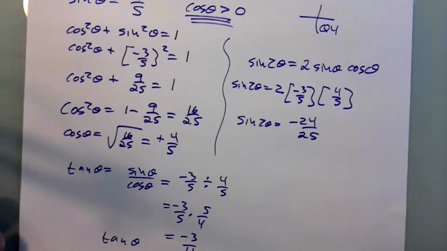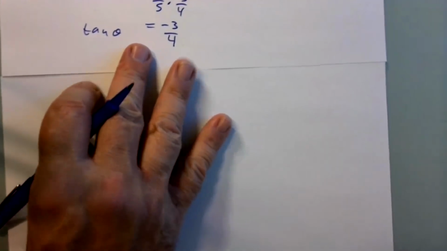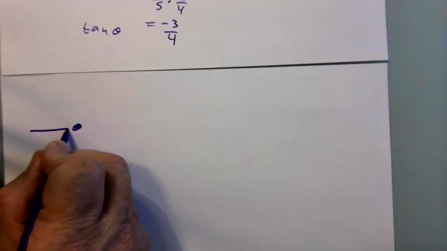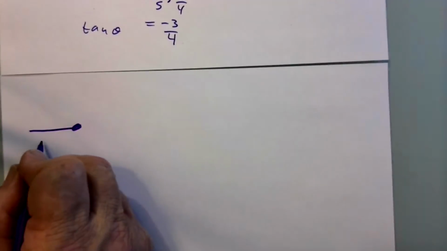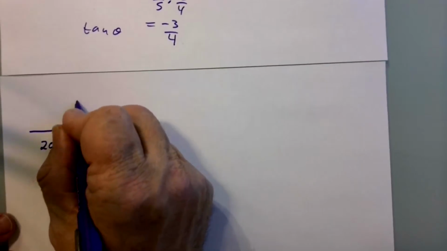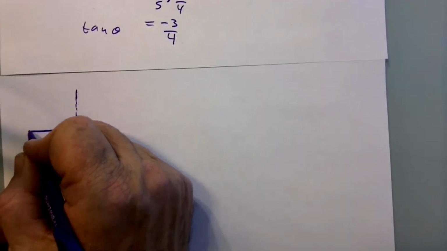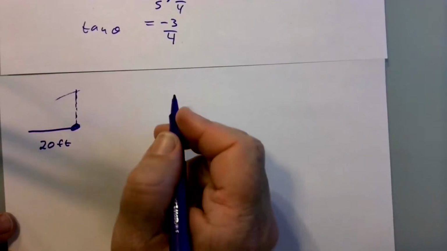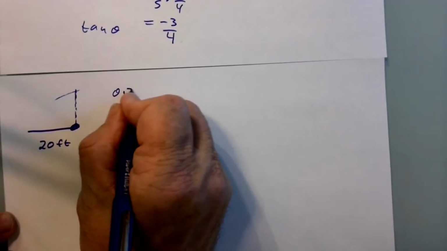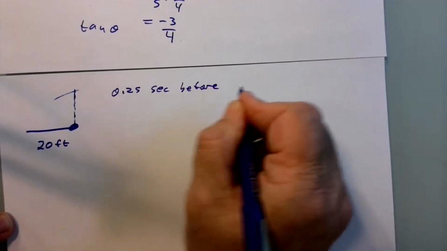Okay, we are going to take a look at a catapult that is hurling things. So here's the catapult. The arm is 20 feet long. When released, it's going to come to this position and it's going to unload. So it is going to go through this distance. How long does it take to do it? It takes 1/4 of a second. So 0.25 seconds before release.